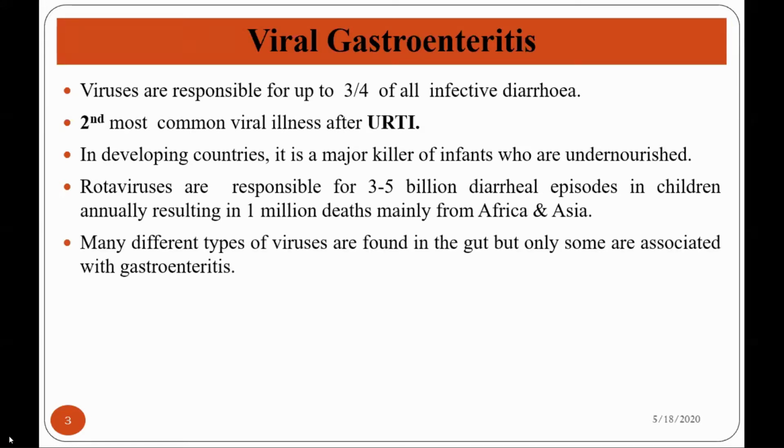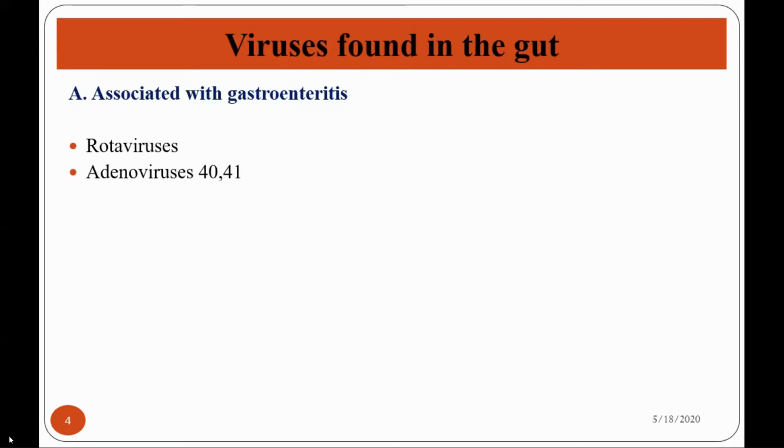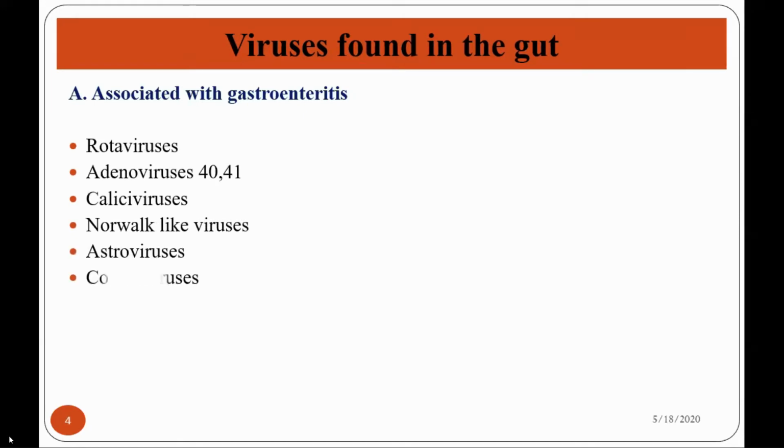Besides rotaviruses, several other viruses are found in the gut, but only a few are associated with gastroenteritis. These are the names of the viruses responsible for gastroenteritis. The most potent is rotavirus. Then come adenovirus types 40 and 41, caliciviruses, Norwalk-like viruses, astroviruses, and finally coronaviruses.